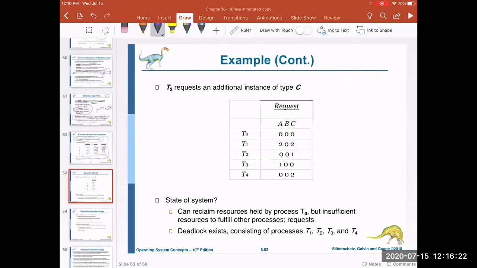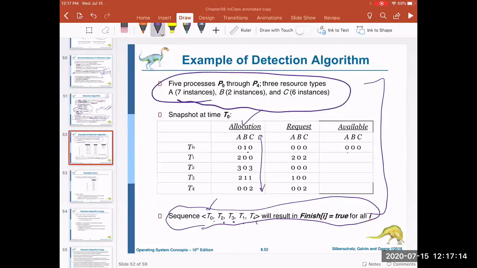Now T2 requests an additional instance of C type. So this is a new request. Can you check whether this would create a deadlock condition or not? Do you think that this would lead to a deadlock condition? This says T2 has requested another resource, 001. So now the new request from T2 is this.